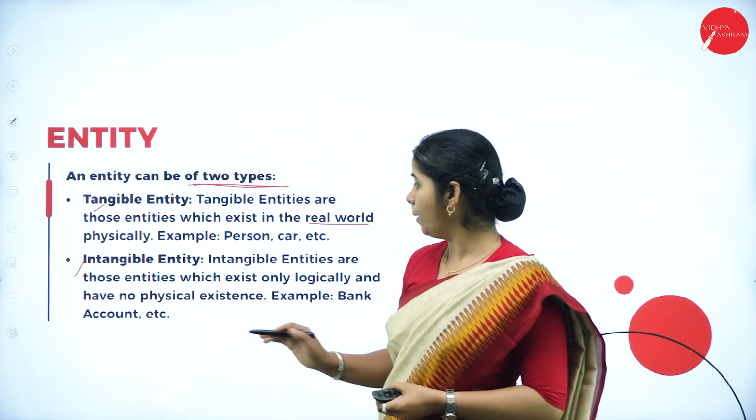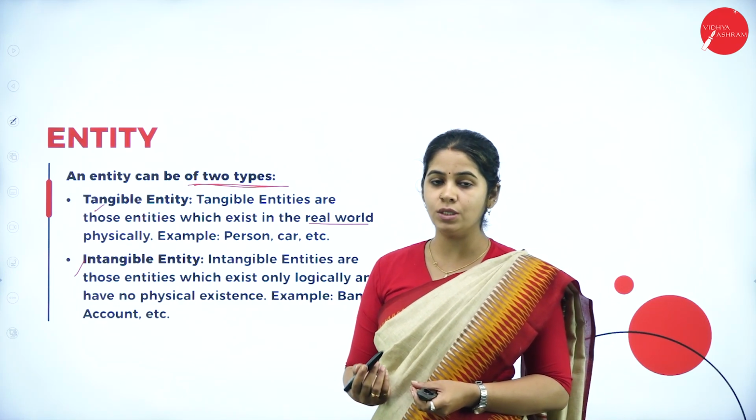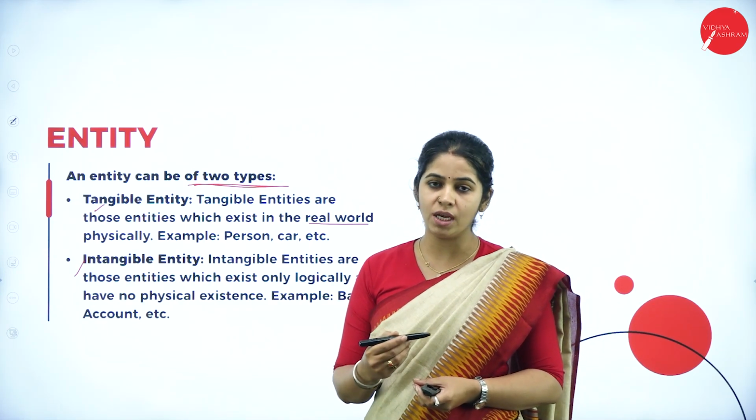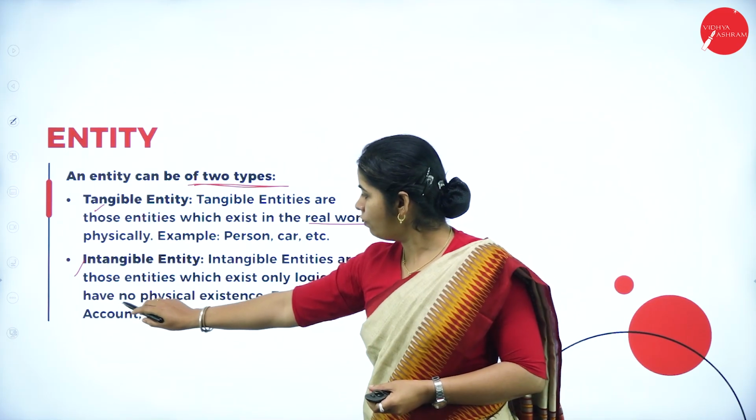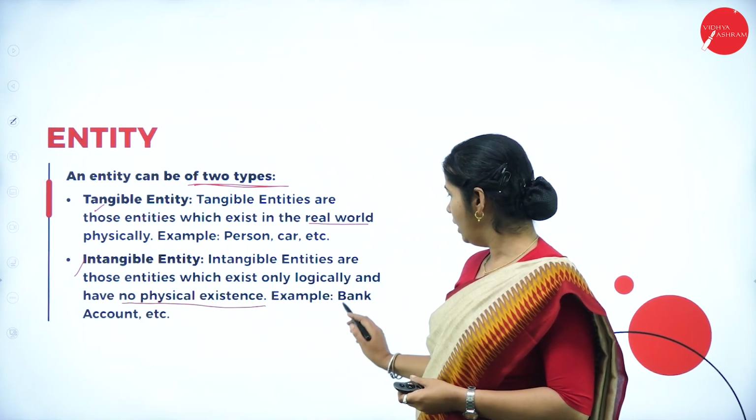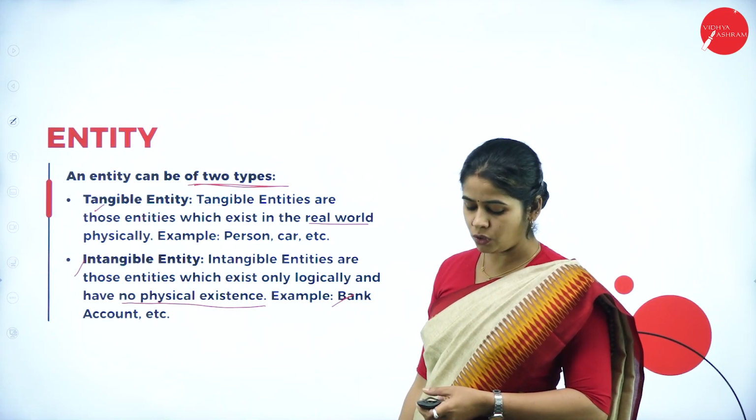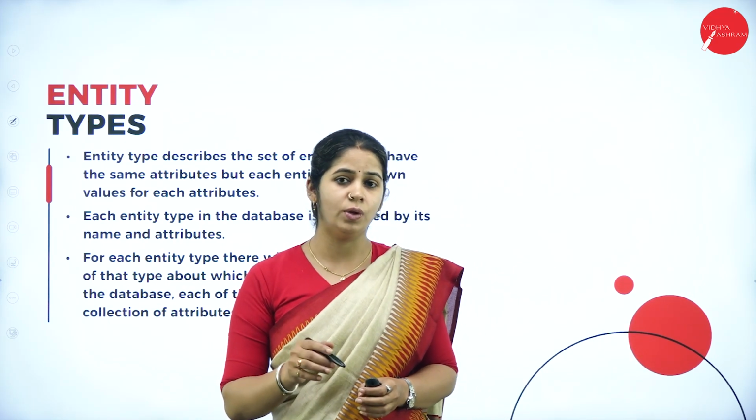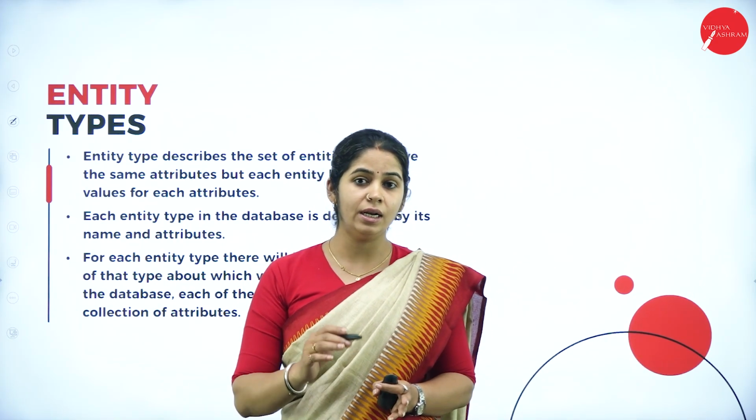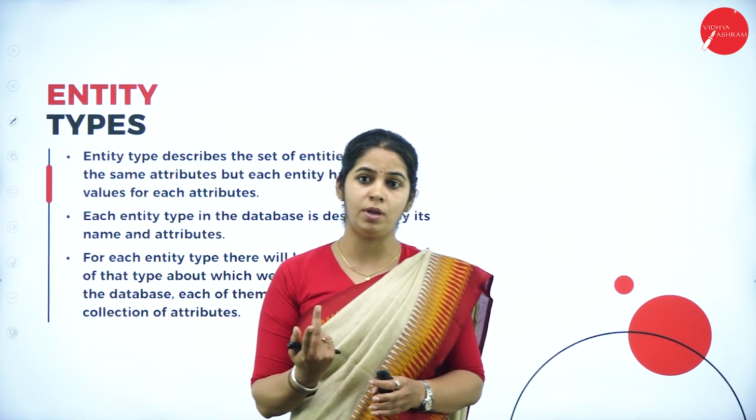That's it. Okay. When it comes to the intangible entity, what is it? The entity or the object which does not have physical existence. No physical existence will be there. That's why I gave you the example of bank account number, right? So this is a type of entity we have. Keep in mind, dear students, that the types of entities are different. There are two types of entity: tangible and intangible entity.